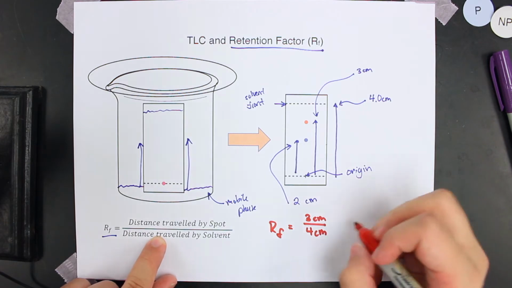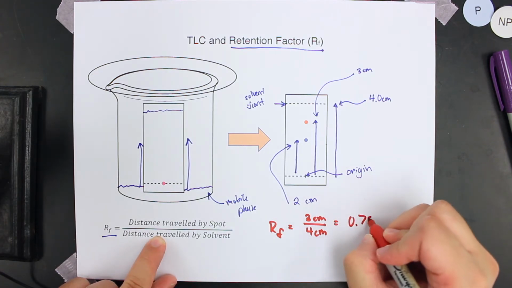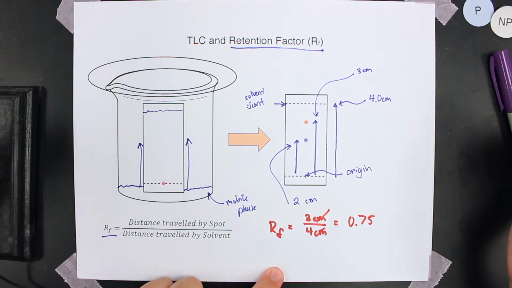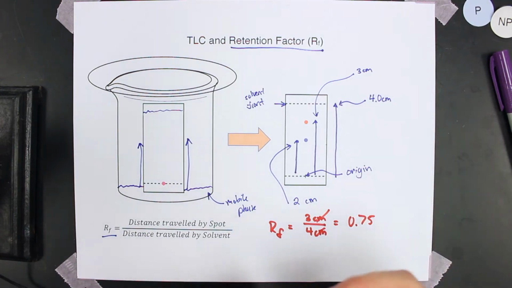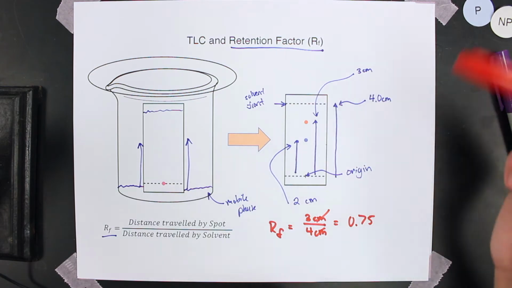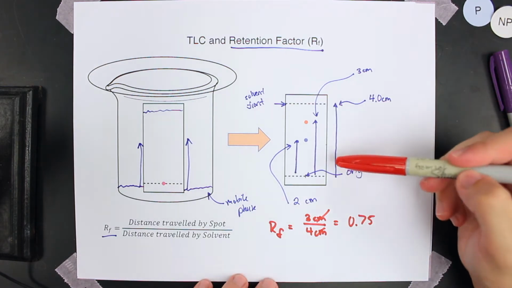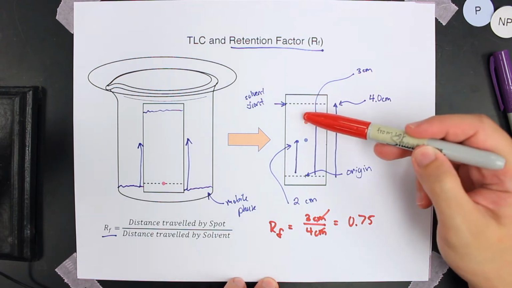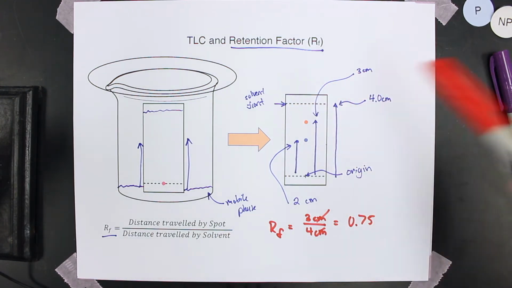So 3 divided by 4 is 0.75, and that's the RF. And notice it's a unitless value because the units cancel out, and the RF will never be greater than 1. It's some value between 0 and 1, but it can never be greater than 1 because the spots will not move farther than the solvent.